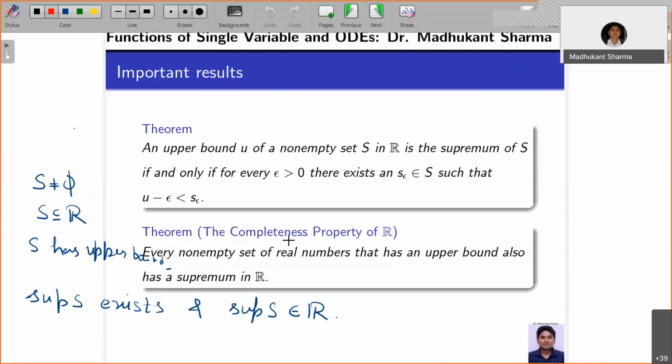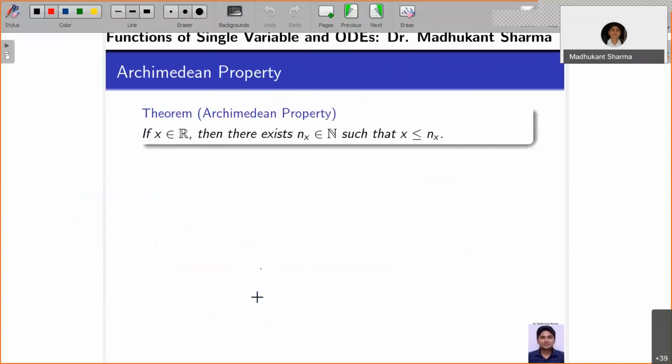Similarly, you can write the infimum property of R, which says that if you take any non-empty subset of real numbers that has a lower bound, it also has an infimum in R. Okay, so if S is a non-empty subset of R and S has a lower bound, then its infimum exists, and the infimum of S is also in R. Okay, right. So this property has a lot of applications.